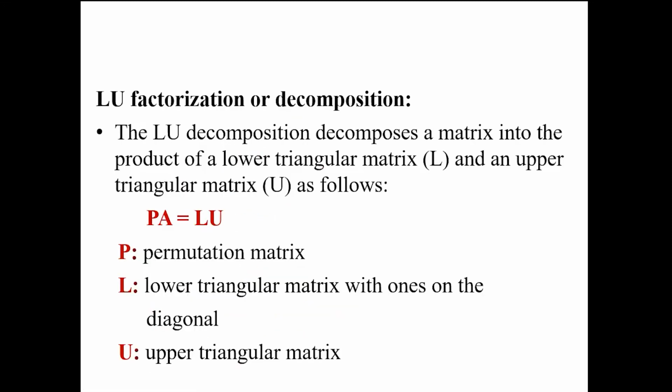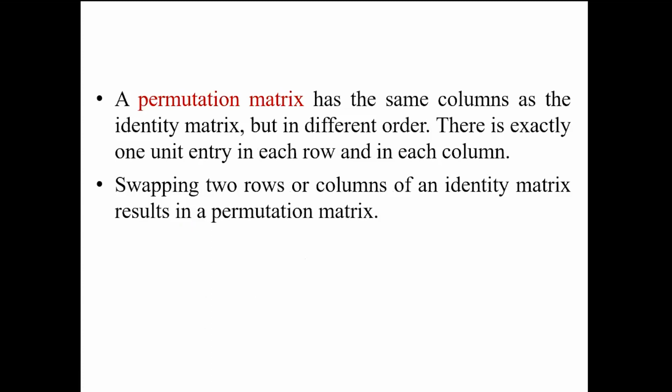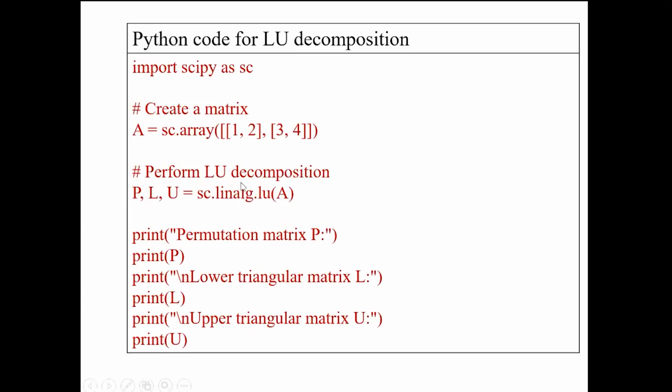All right, the other decomposition algorithms are these. We have what we call the LU decomposition. L is a lower triangular matrix, and U is an upper triangular matrix. The decomposition is like this: PA equals LU. P is a permutation matrix, L is a lower triangular matrix, and U is an upper triangular matrix. A permutation matrix is nothing but a matrix that results from an interchange of the rows of an identity matrix, or the columns of an identity matrix. All right, so we can do LU decomposition by having this.